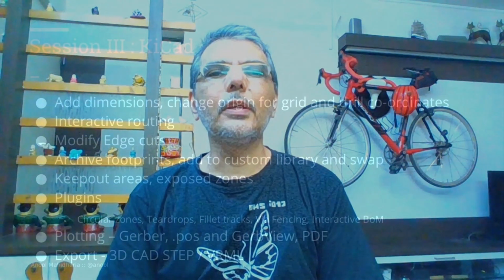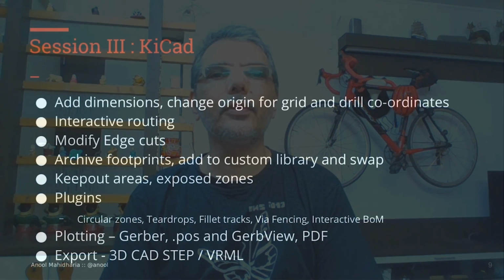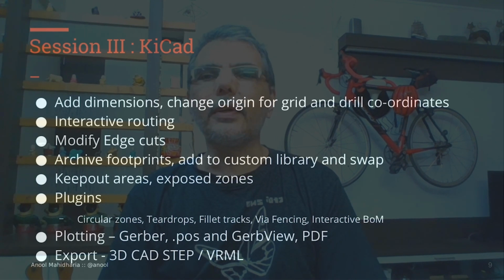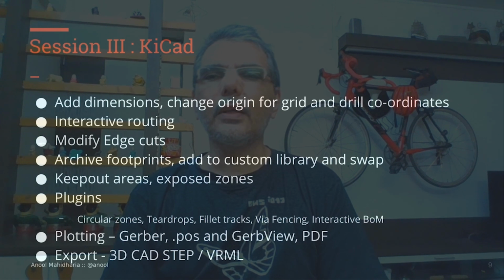So, last week we completed the track routing of our PCB, and in today's session, we'll see how to add dimensions and measurements to our board. We'll also figure out how to change the origin for the grid and the drill coordinates. We'll take a look at interactive routing, which is pretty useful when you're doing complex boards. We'll see how we can modify the edge cuts layer by adding a more complex outline.